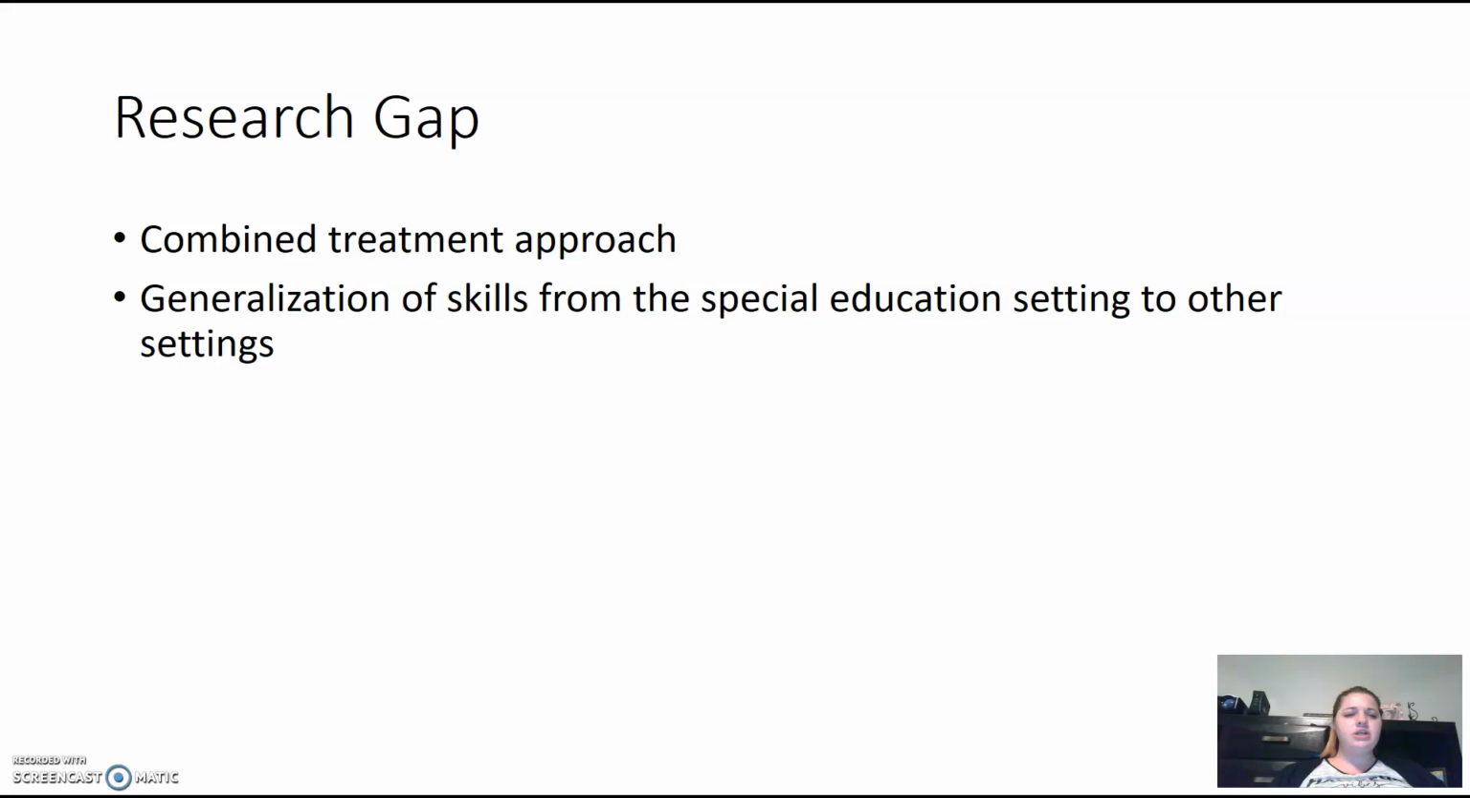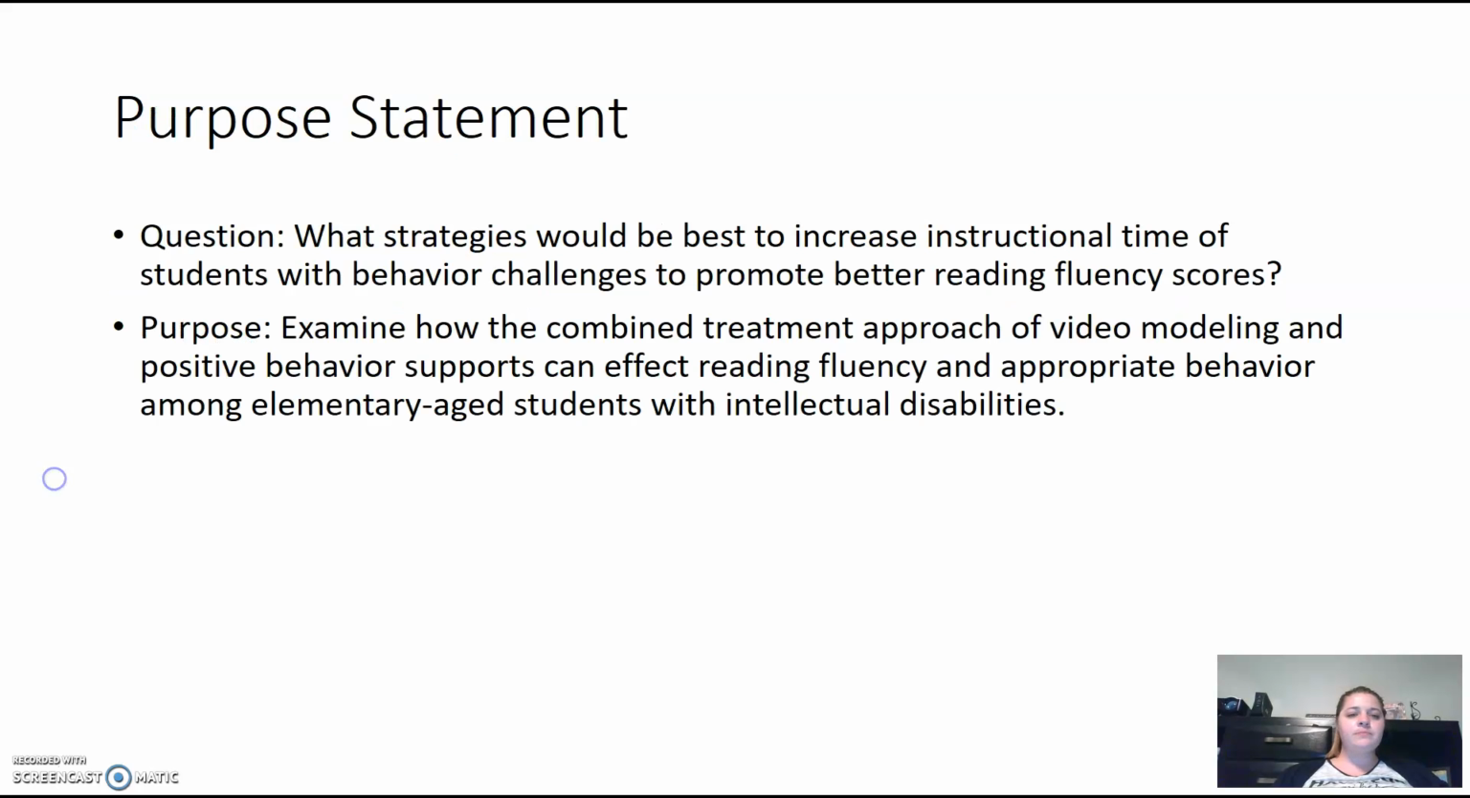Within the research gap that I was noticing, there weren't a lot of combined treatment approaches. So that was something I wanted to think about when designing my research study. And then there wasn't a lot of research about generalizing skills taught during social skills and how they could transfer to other areas of that student's life, whether it's just in their second grade classroom, the lunchroom, recess, soccer practice, the library, things they do at home.